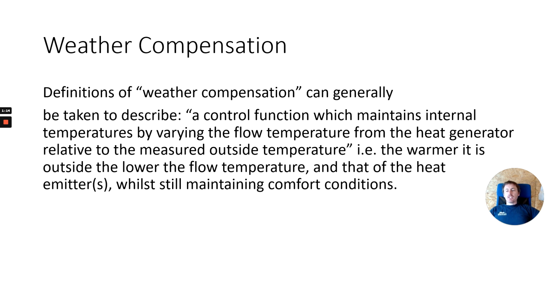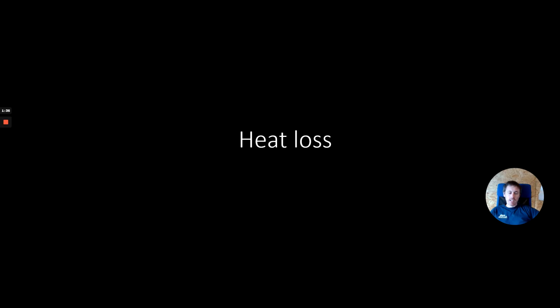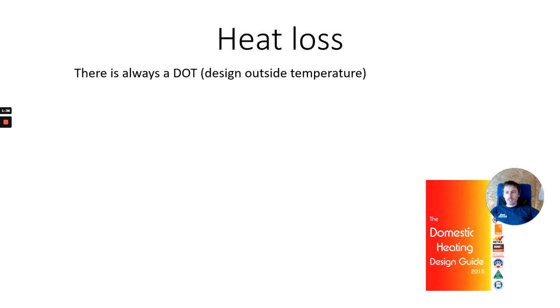Definition of weather compensation can generally be taken to describe a control function that maintains internal temperatures by varying the flow temperature from the heat generator relative to the measured outside temperature, i.e. the warmer it is outside, the lower the flow temperature and that of the heat emitters, while still maintaining comfort conditions. So, heat loss. Okay, there's always a design outside temperature.